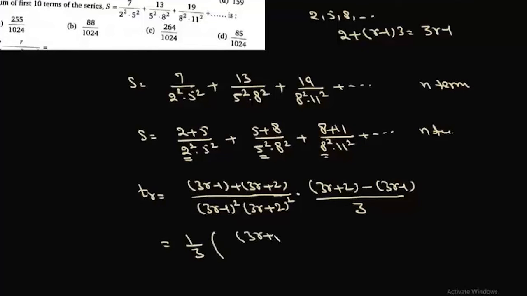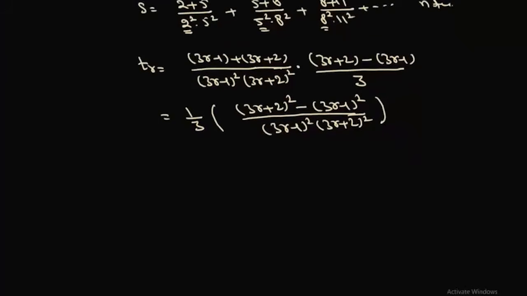And this is (3r+2)² minus (3r−1)² upon (3r−1)² into (3r+2)². Now we'll split this. We can write this as Tr equals 1 by 3. Here (3r+2)² will cancel, so we'll get 1 upon (3r−1)² minus, and here (3r−1)² will cancel, we'll get 1 upon (3r+2)².